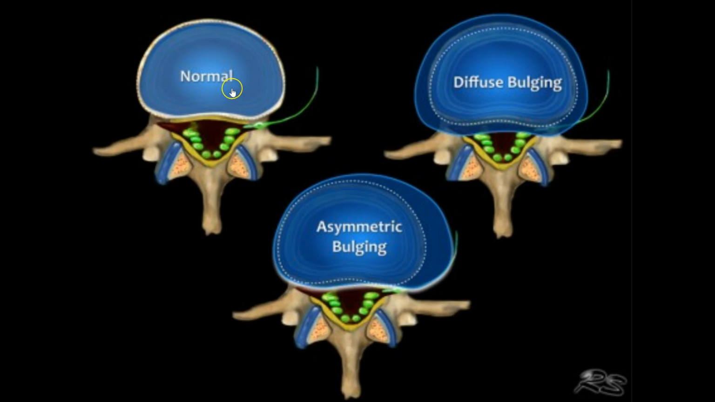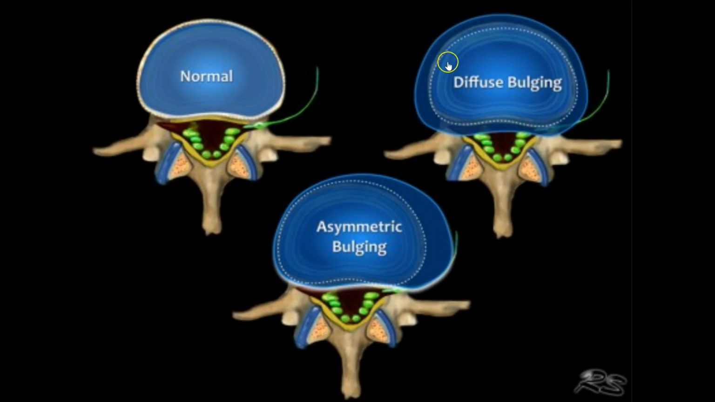In addition, the posterior aspect of the disc should be concave. So it should be a subtle little concavity to the posterior aspect of the intervertebral disc in a normal setting. The only exception is that L5-S1, a normal disc there, does not have that same concavity.